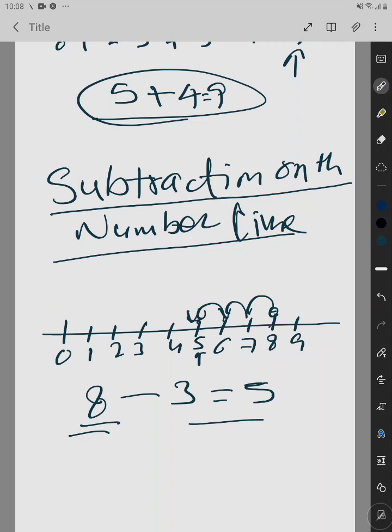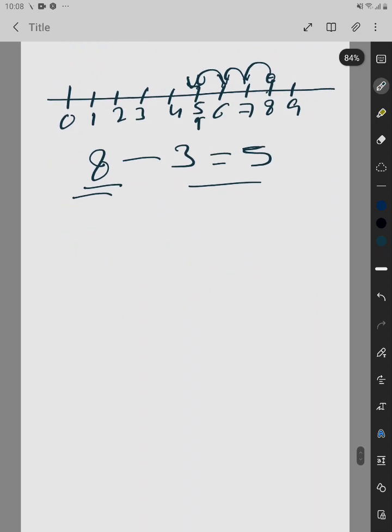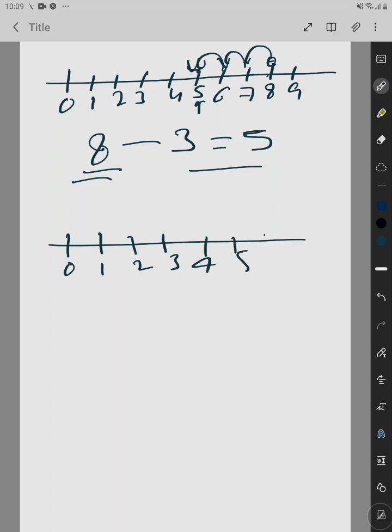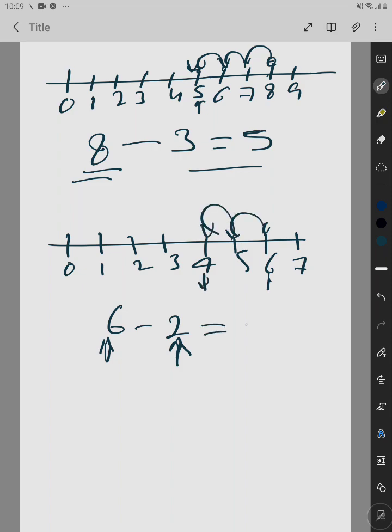Any number we can take. Let's take another example, 6 minus 2. This is the example given here. So 1, 2, 3, 4, 5, 6, 7. We need to find 6 minus 2. First we will reach 6, so we are here at 6. Now we'll come back 2 loops, 1 and 2. Where are we? At 4. So 6 minus 2 will be 4.